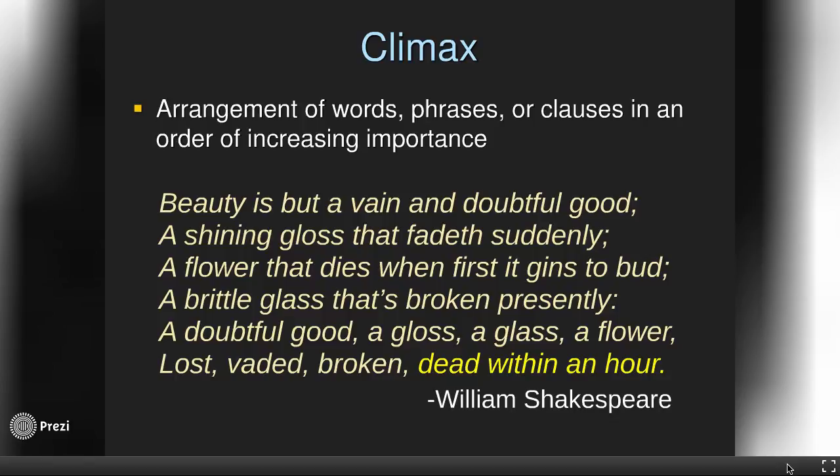So we have the Shakespeare lines from a sonnet. Beauty is but a vain and doubtful good, a shining gloss that fadeth suddenly, a flower that dies when first it begins to bud, a brittle glass that's broken presently, a doubtful good, a gloss, a glass, a flower, lost, faded, broken, dead within an hour. When you get to this part, a doubtful good, a gloss, a glass, a flower, lost, faded, broken, and then dead within an hour, that's the increasing importance. It goes from something absolutely beautiful to something that is gone very soon.